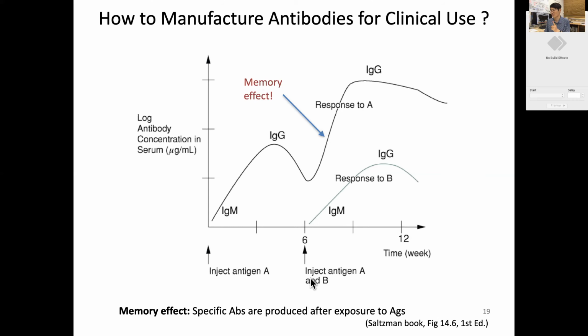If we happen to inject antigens A and B together at week 6, the IgG, or immunoglobulin G, antibody response against B will not be as steep, as this is the first exposure to antigen B. So the memory effect can be explained as specific antibodies being produced after exposure to antigens.